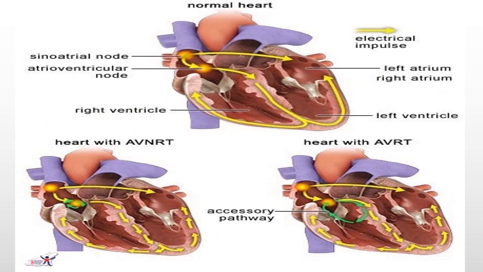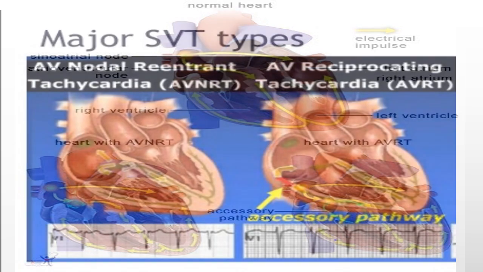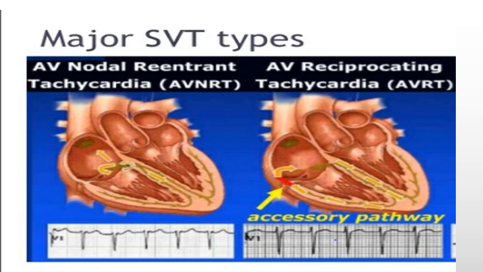The above one is the normal heart, which is showing a normal conduction pathway. However, on the bottom towards the right side, there's AVNRT, which is showing a re-entry circuit within the AV node, and on the AVRT side there is a re-entry circuit between the atrium and ventricle, which is an accessory pathway. This is another picture of AVRT and AVNRT.